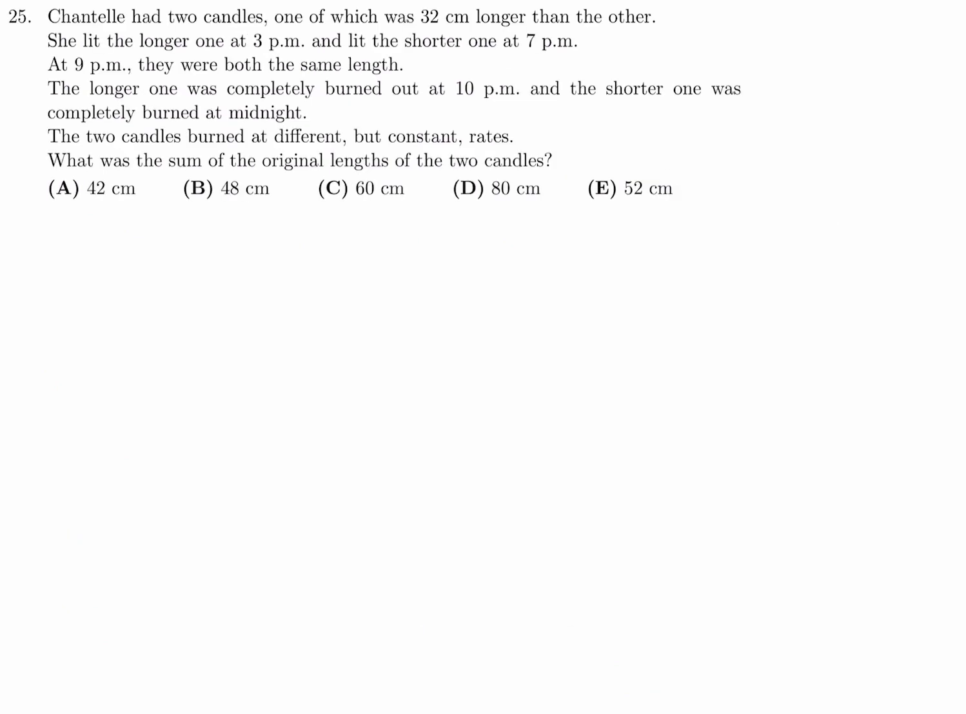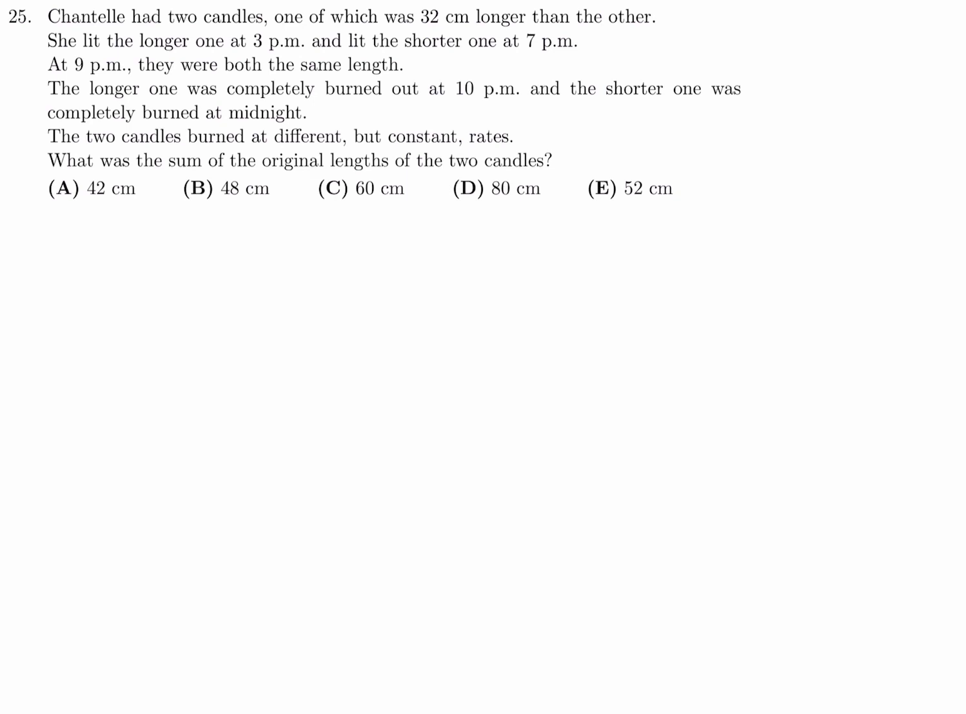Chantal has 2 candles, one of which was 32 centimeters longer than the other. She lit the longer one at 3 p.m. and lit the shorter one at 7 p.m. At 9 p.m., they were both the same length. The longer one was completely burned out at 10 p.m. and the shorter one completely burned out at midnight. The 2 candles burned at different rates, but constant rates. What was the sum of the original lengths of the 2 candles?